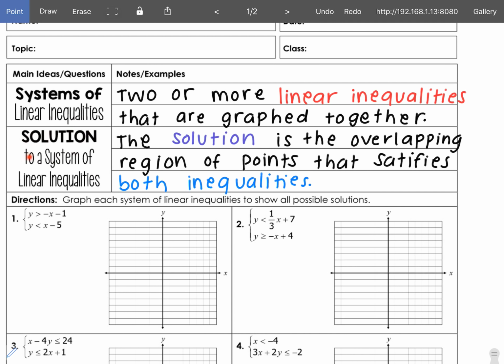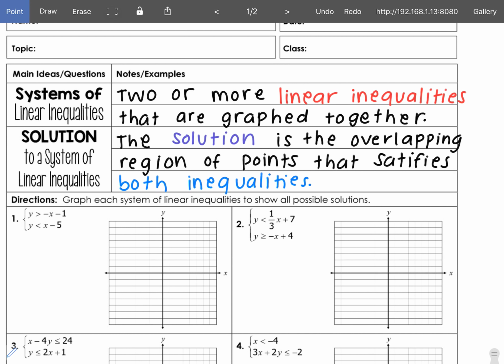So the answer to a system of linear inequalities, the solution is the overlapping region of points that satisfies both inequalities. So you know how we shaded when we just graphed one of the linear inequalities last time? Now we're going to be graphing two, and we're going to be shading twice, once for each line. Wherever they both meet, wherever they overlap, right here, it says overlap, that's the answer or the solution.